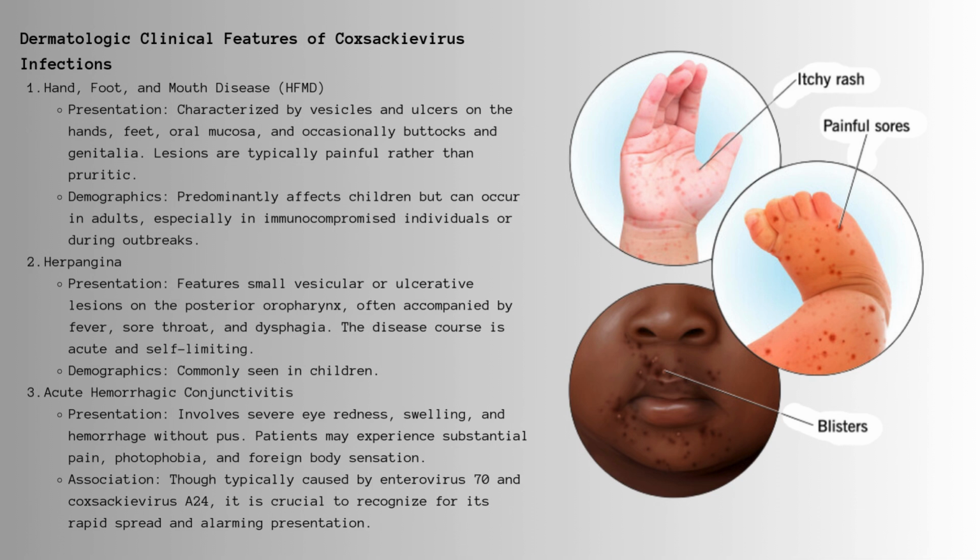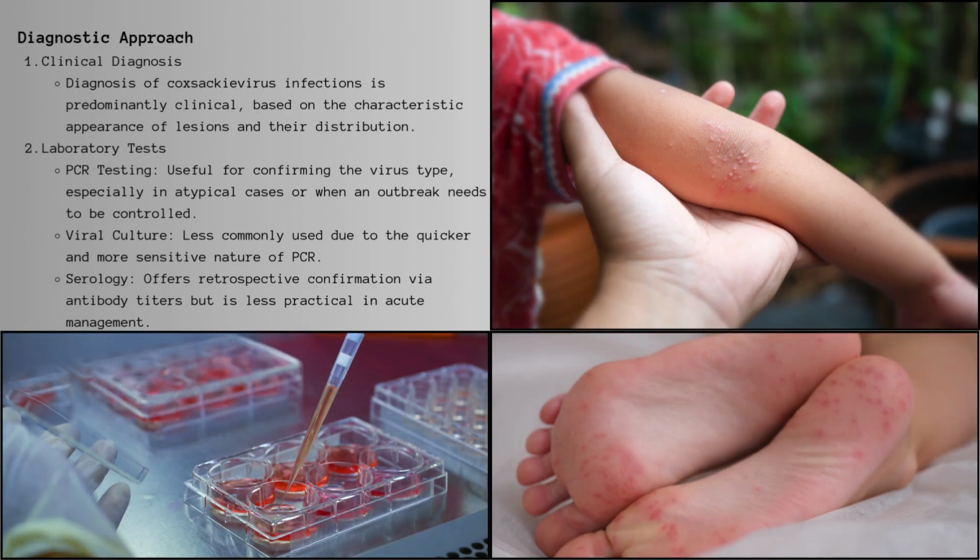Acute hemorrhagic conjunctivitis is notable for severe eye redness and hemorrhage without pus, associated with significant discomfort. Diagnostic approach. Diagnosis is largely clinical, supported by PCR testing to confirm the virus type and serology for retrospective confirmation.